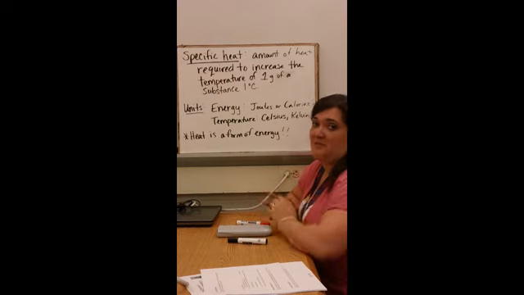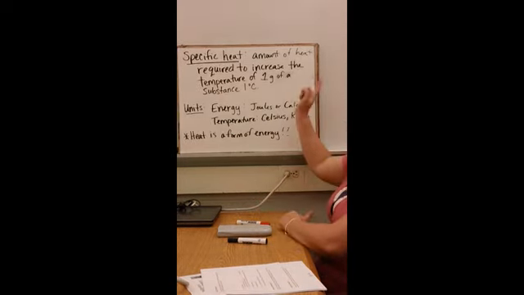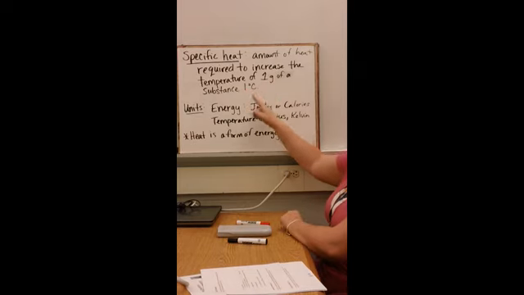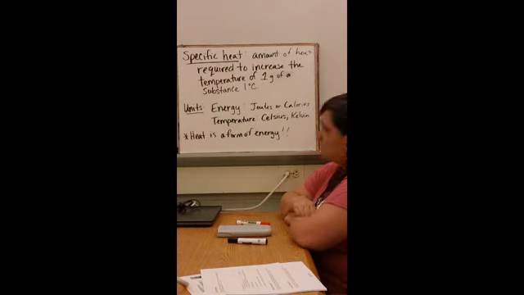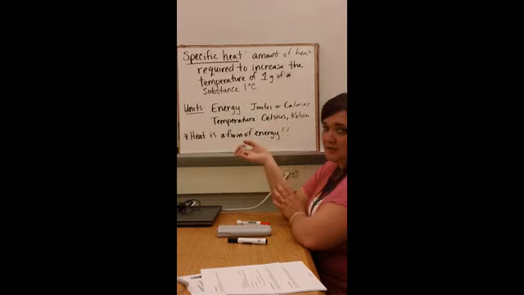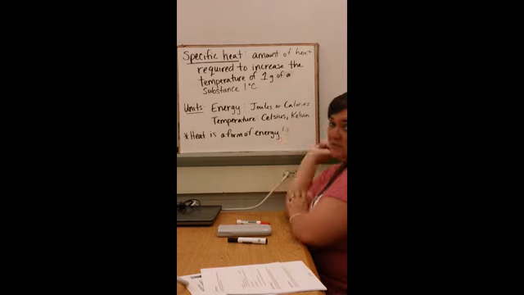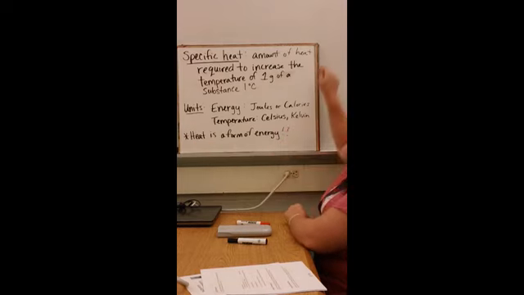Another term we need to know is specific heat. Specific heat is the amount of heat required to increase the temperature of 1 gram of a substance 1 degree Celsius. We'll take a moment to talk about units. Energy is expressed in joules or calories, and temperature is in Celsius or Kelvin. We can also use Fahrenheit, but in science we use Celsius and Kelvin. Remember, heat is a form of energy.